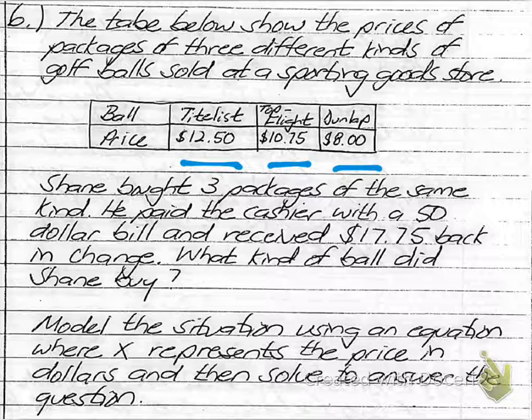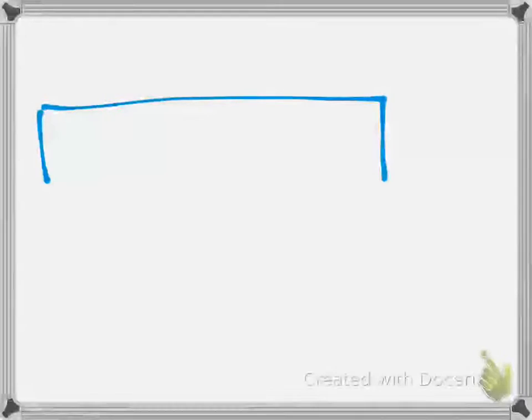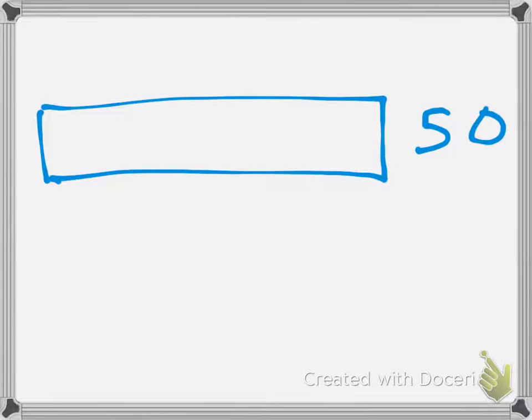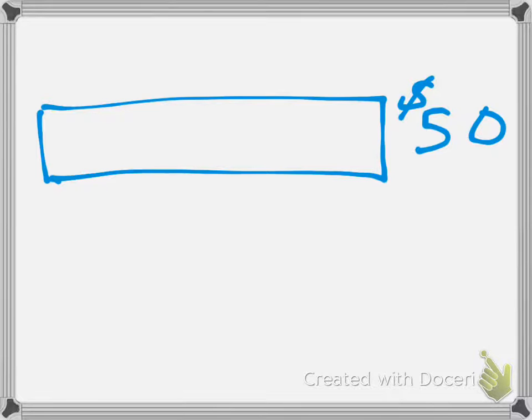So we want to model it using an equation where x is the price in dollars, and then solve it to find the answer to the equation. So there are a couple things that we can do. We know that we're going to have a total amount of $50. Okay, so we have that as a total. So totals, if we're going to do a model drawing like this, a tape diagram, that's our largest number. Our total is always going to be here at the end.